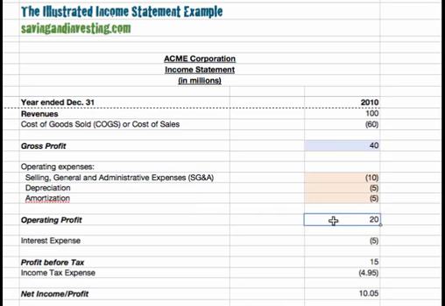So in this case, the company makes $100 million of revenues. Operating profit is $20 million. The interest expense for this company was $5 million. There was a profit before tax. We subtract tax, and we get to a net income.